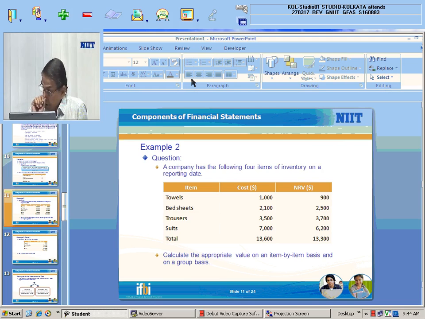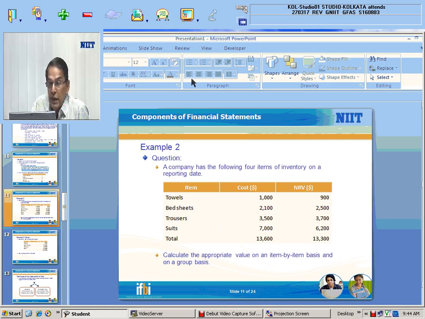The value of the bed sheet inventory will be 2,100 when you apply that concept. For trousers, cost is 3,500 and NRV is 3,700. So again for trousers, we'll take the subsequent measurement at 3,500, which is the lower of the two. And for suits, cost is 7,000, NRV is 6,200. Again, lower of the two is 6,200. So we'll take the value of the suits inventory at 6,200.